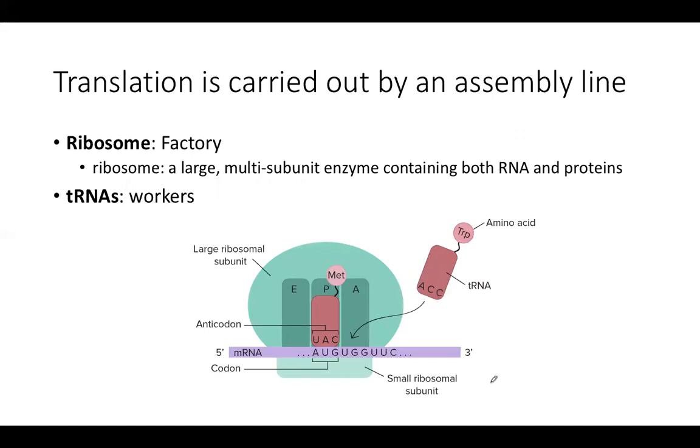Okay, so translation is carried out by an assembly line. You have your ribosome, which is your factory, and your ribosome is a large multi-subunit enzyme containing both RNA and proteins. And then you have your tRNA, so right here, your tRNA, these are your workers, and they are bringing the amino acids over. Just to reiterate, your 5' to 3' direction of the mRNA, right? So if we read AUG, that's how we read it in this direction.